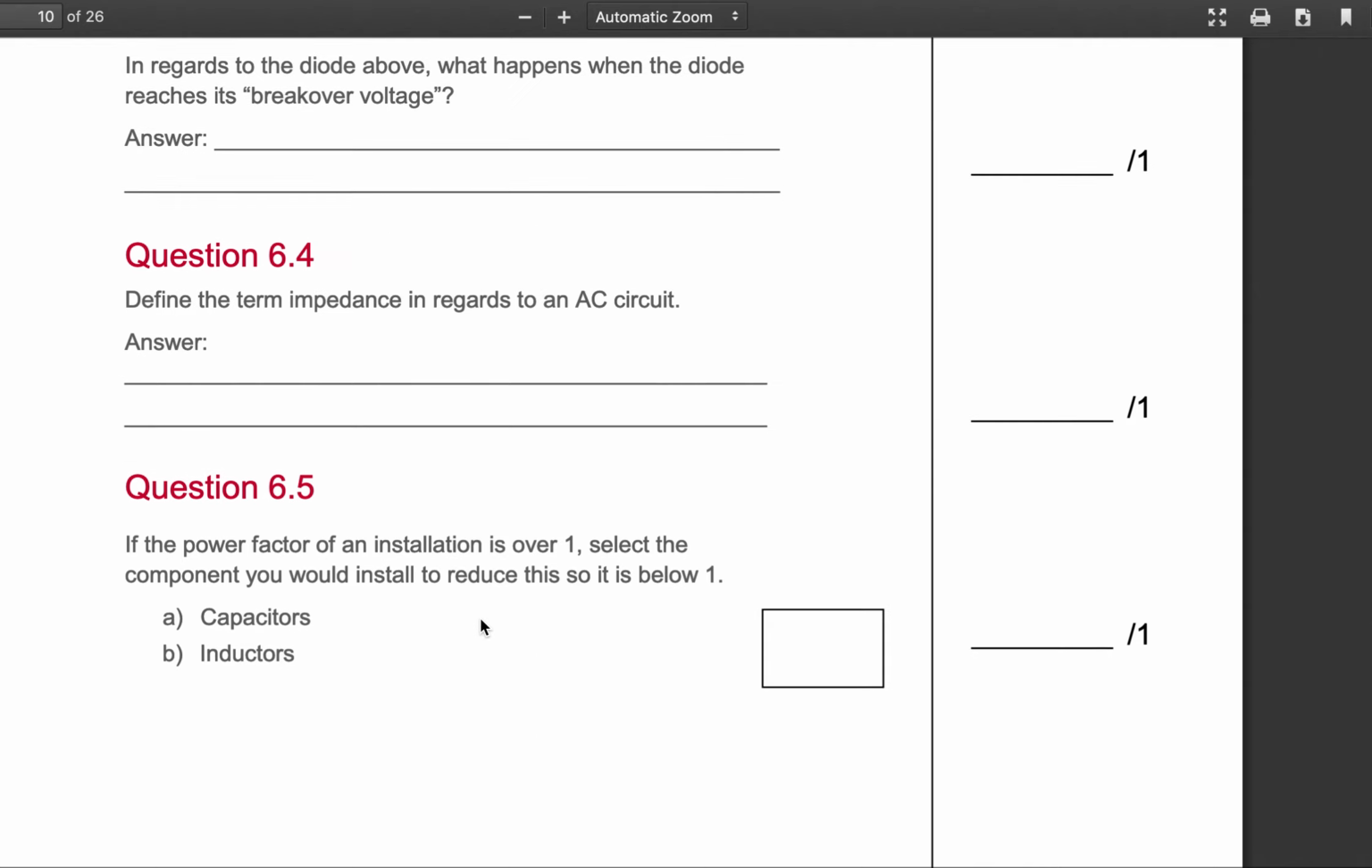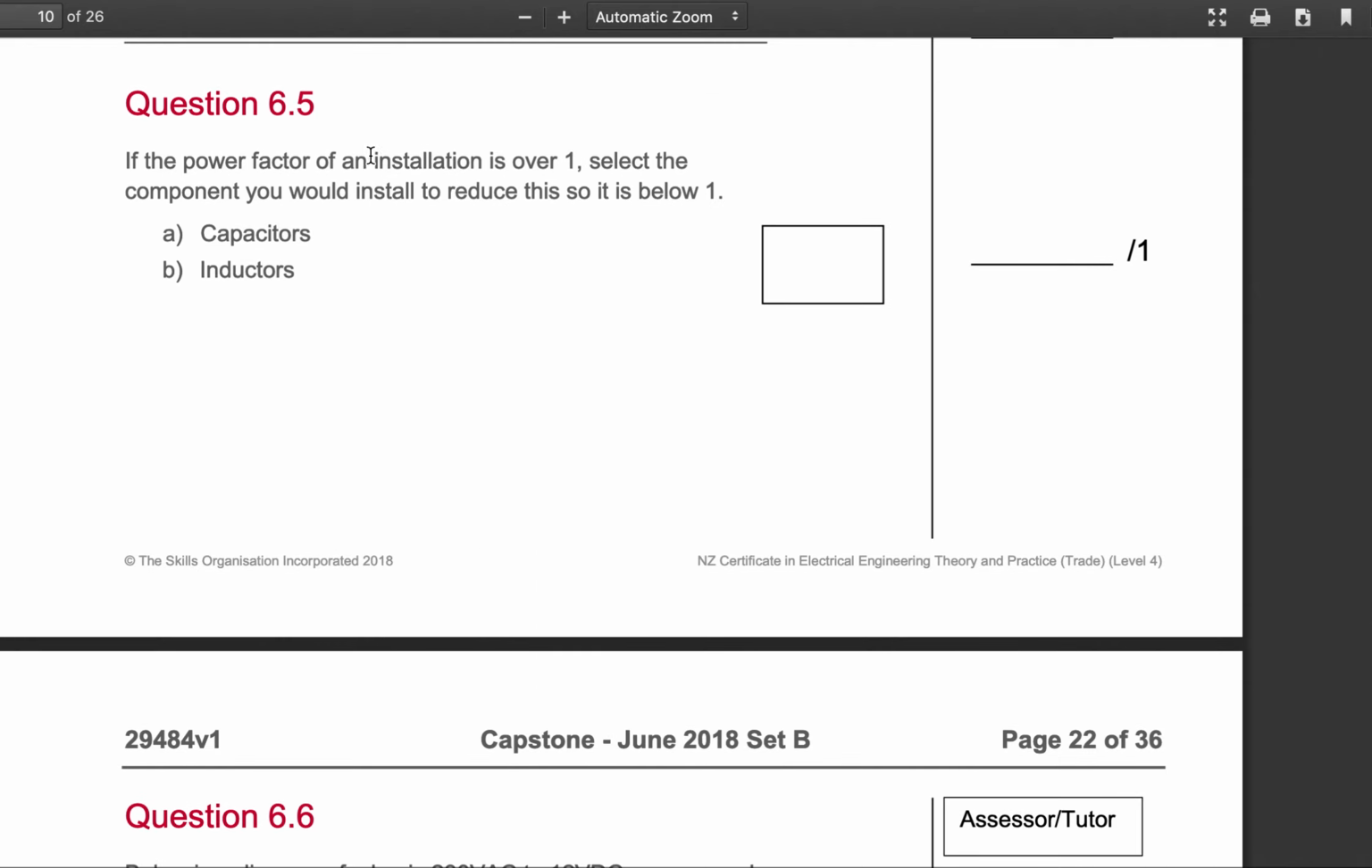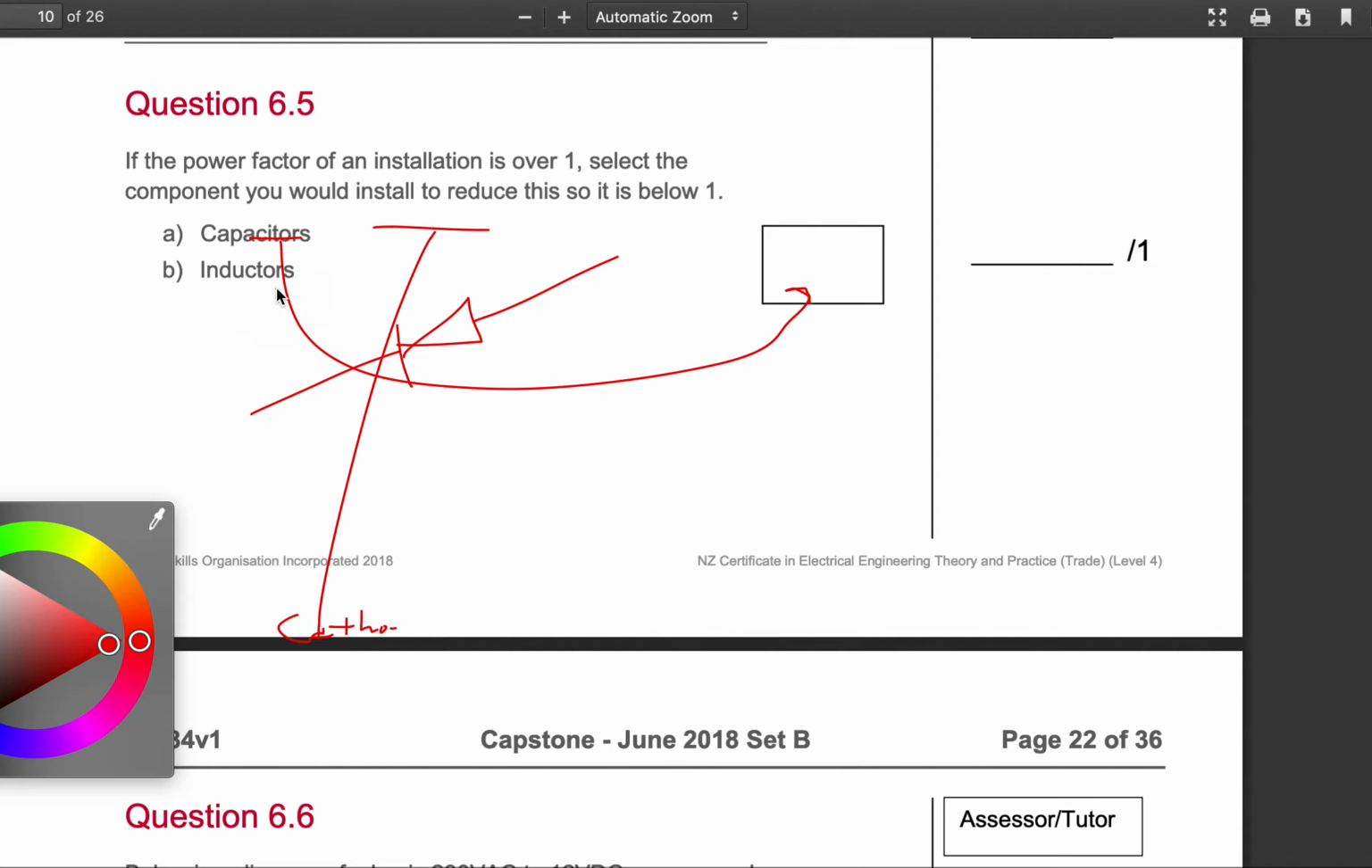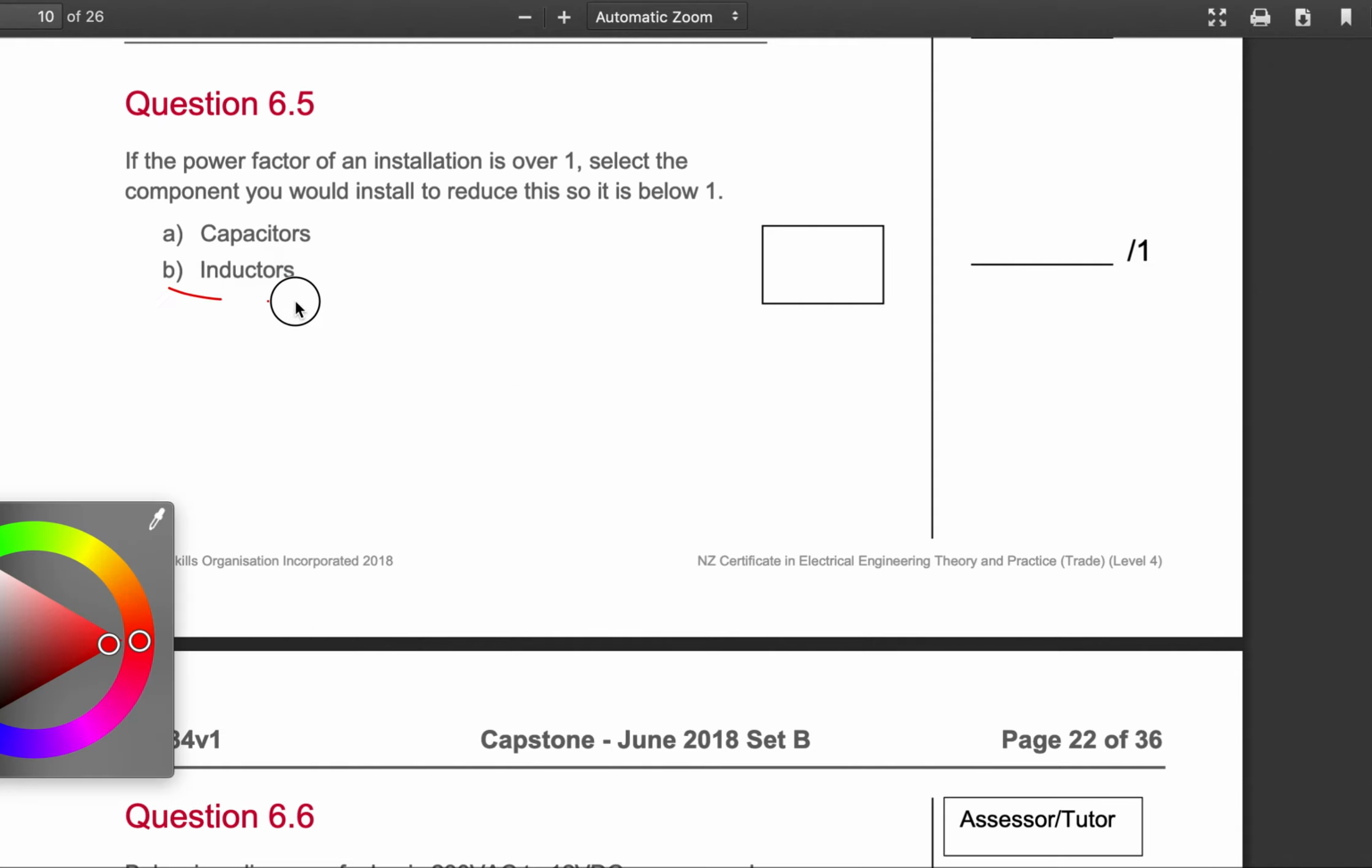Power factor is over 1. This is unusual. It's not very often our power factor is over 1. Normally our power factor is under 1, and we put in capacitors. But if it's over 1, we have to put in inductors to bring it down. If it's over 1, inductors. Under 1, capacitors.